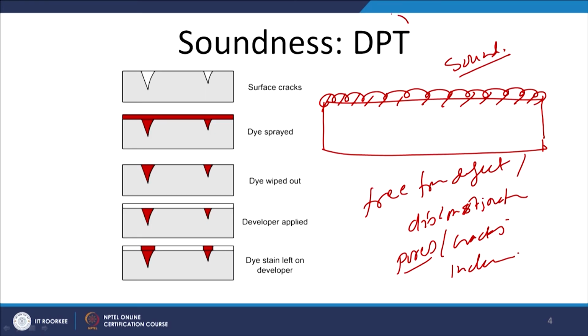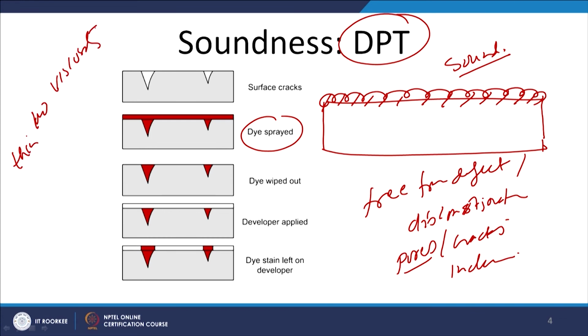So, in the case of the dye penetrant test, if the surface has discontinuities, we apply a very thin, low viscosity, low surface tension liquid containing the dye, which is sprayed over the surface. So, the dye with the thin low viscosity liquid is sprayed over the surface.